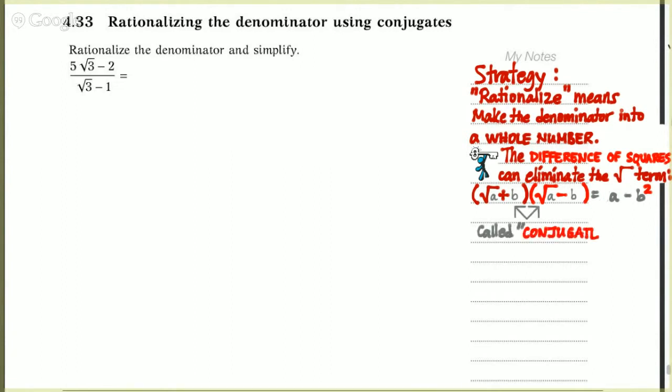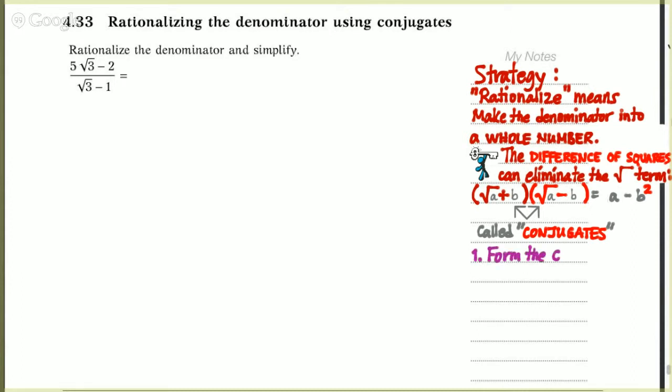And the difference of squares applies whenever I have something plus something times something minus something, where we have the same somethings in both of those factors. The relationship between these 2 things are called conjugates. So the square root of a plus b and the square root of a minus b are called conjugate expressions.